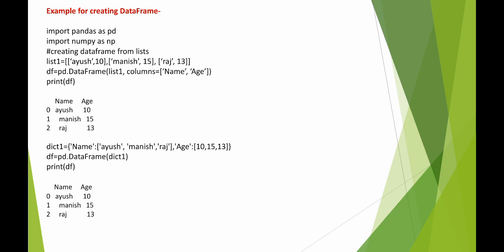Now name has been treated as a column for that particular thing, name and age, and name consists of Ayush, Manish and Raj, and age consists of 10, 15 and 13. So in this way we have created a data frame by using the dictionary. Suppose you have any other dictionary with particular elements, you can write it in a similar way.